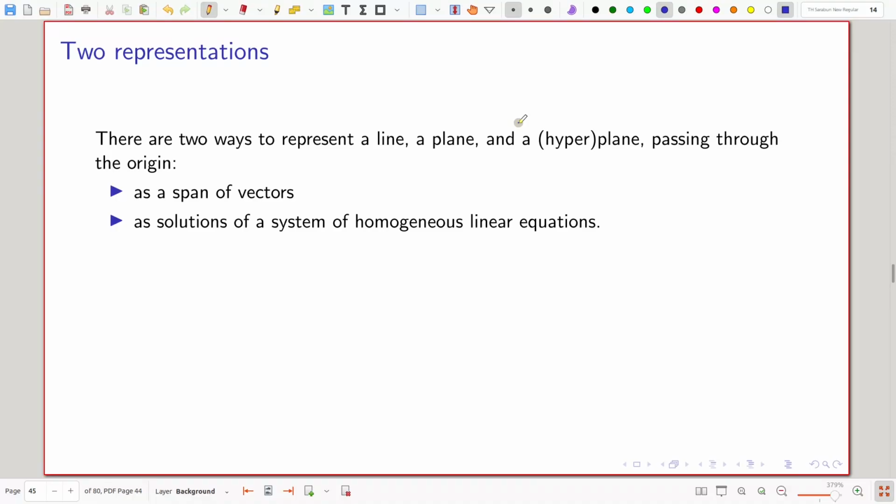Recently we talked about spans. What does a span look like? A span of a single vector is a line. If you have a span of 2 non-parallel vectors, you get a plane. If you have 3 non-parallel vectors, you probably get the whole space.